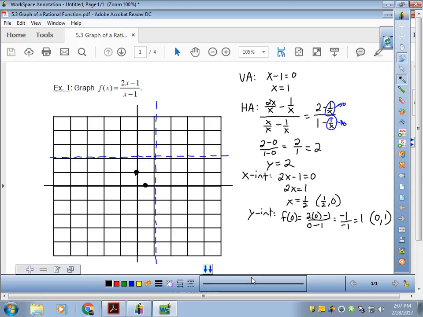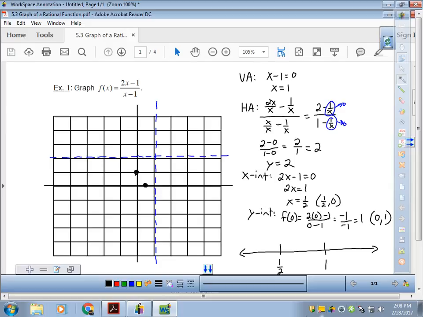The last thing to do is to determine my behavior around my x-intercepts and around my vertical asymptotes. So what I usually do is make myself a little number line, and on this little number line I write any x-intercepts and any vertical asymptotes. So if I look, I have one x-intercept at 1/2, and I have one vertical asymptote at 1.